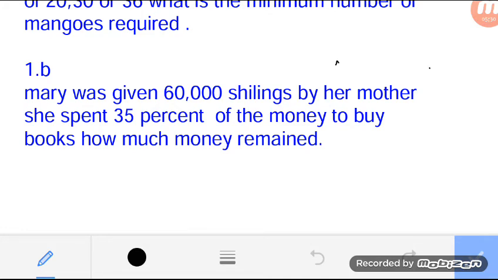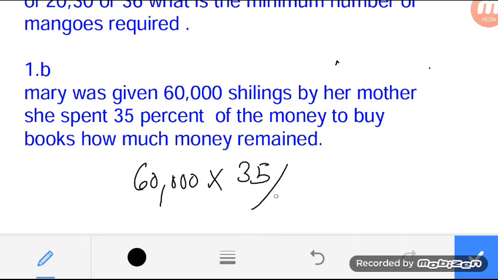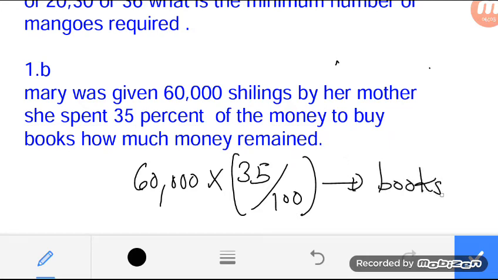So let's continue with question number 2. The question says that Mary was given 60,000 shillings by her mother. She spent 35%. If you are told she spent 35% of her money, you multiply 35 divided by 100 of her money to buy books. How much money remained?